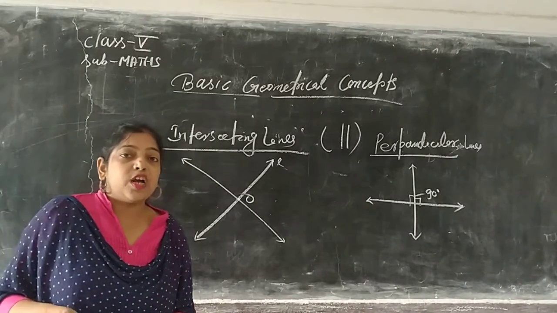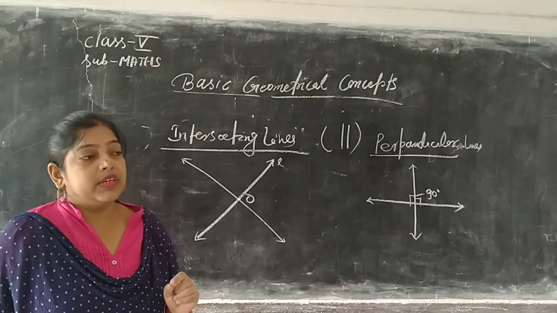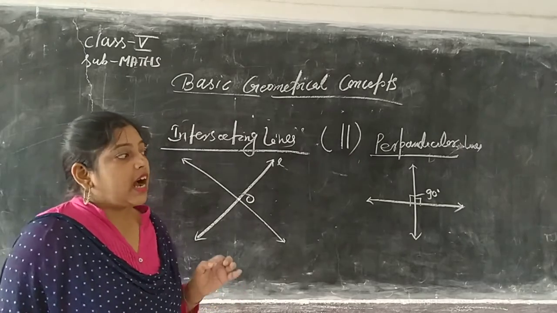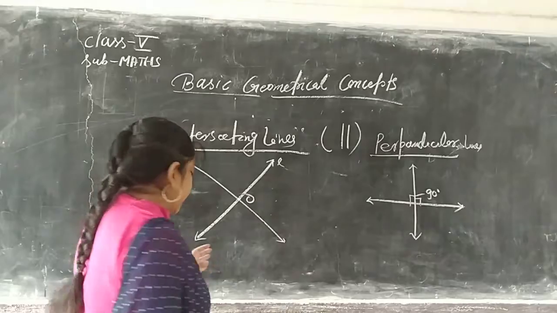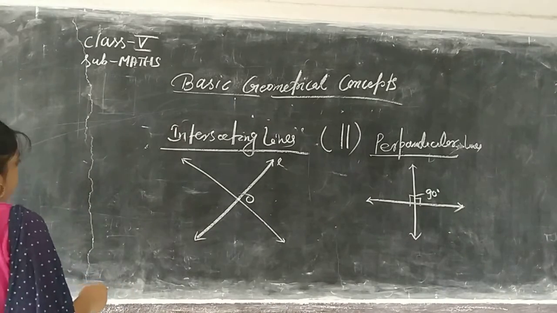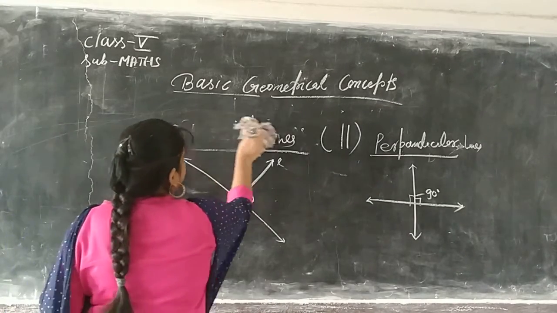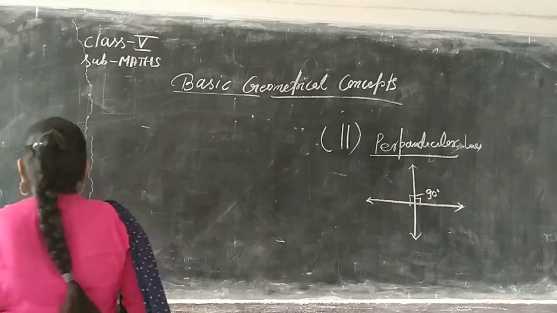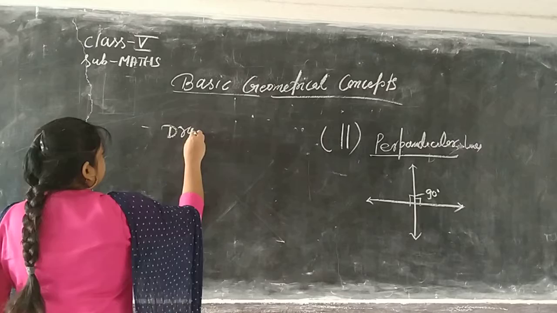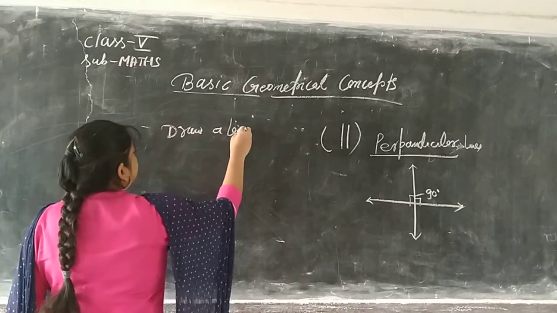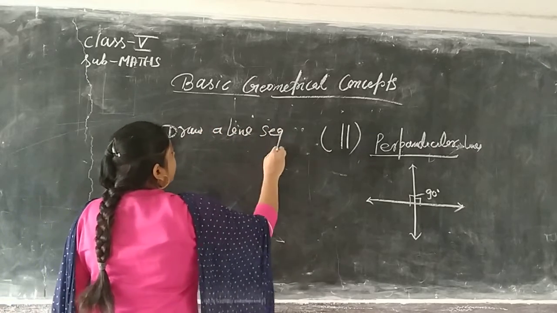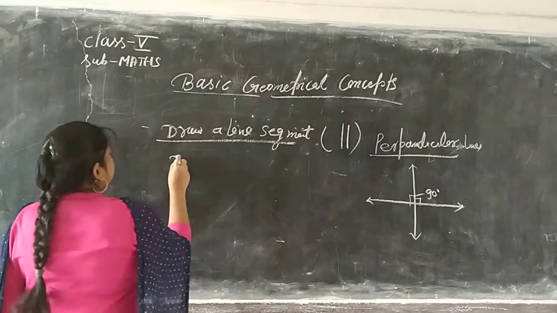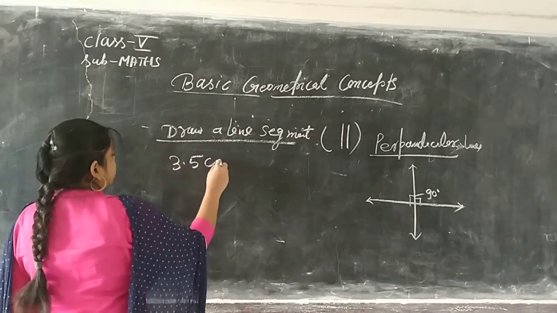To represent a line segment, which has a definite length, how can we draw it? By using a scale or ruler, we can draw the line segment on paper. For example, draw a line segment whose length is 3.5 centimeters.